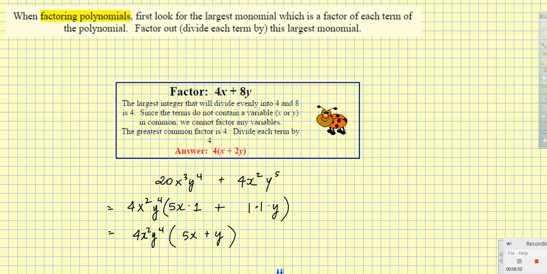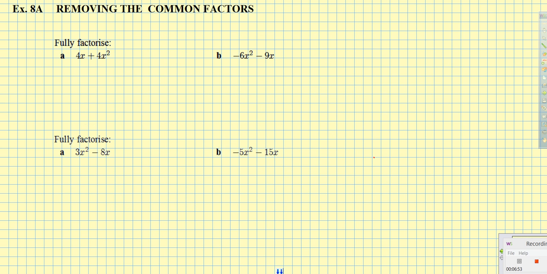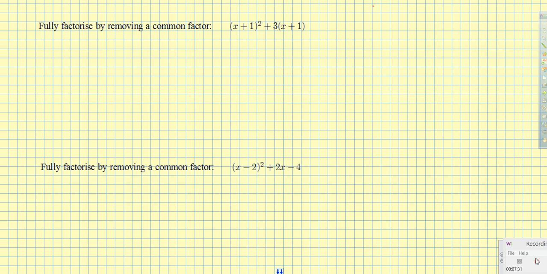All right, so having done that, let's just do a couple of examples, such as if we have here in question B, negative 6x squared minus 9x. Well, the biggest factor I can remove is a negative 3x, and what would be left over would be 2x minus 3 inside the parentheses. And if I had 3x squared minus 8x, I can remove an x because 3 doesn't go into 8, so I would have 3x minus 8 left over inside the parentheses.